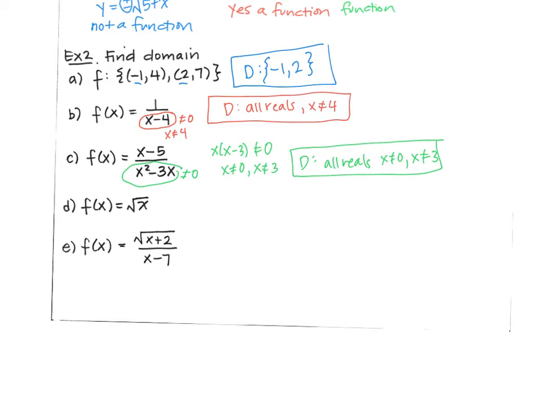Okay, the next type of function that has a domain restriction that you probably remember are radical functions. And that's because we cannot square root negatives in the real domain, but we can square root 0. So whatever the radicand is in here, the radicand must be greater or equal to 0.